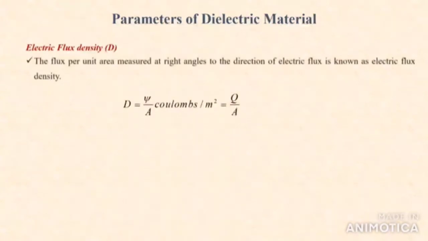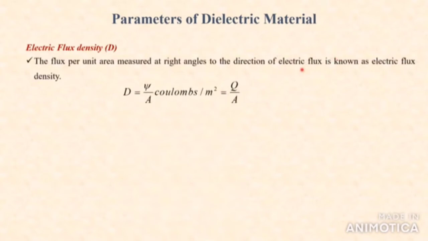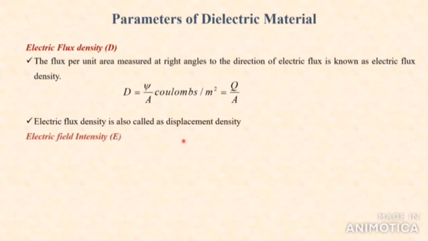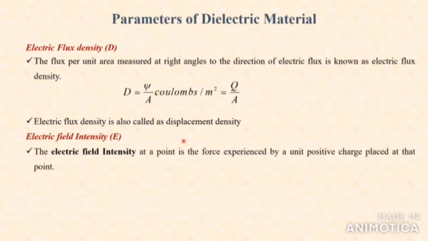The parameters of dielectric material: electric flux density D. The flux per unit area measured at a right angle to the direction of electric flux is known as electric flux density. Then D is equal to psi by A coulombs per meter square, that is equal to Q by A. Electric flux density is also called displacement density.